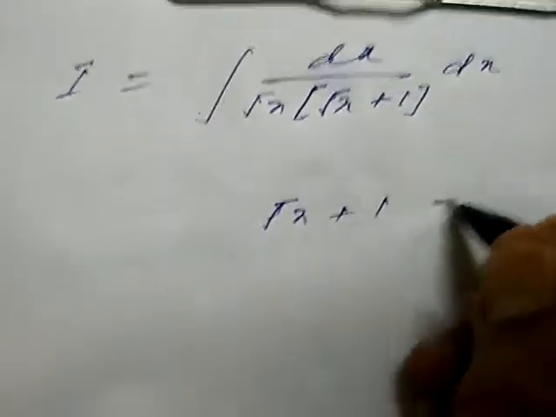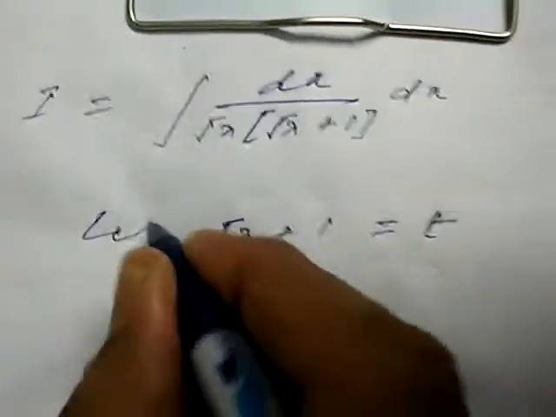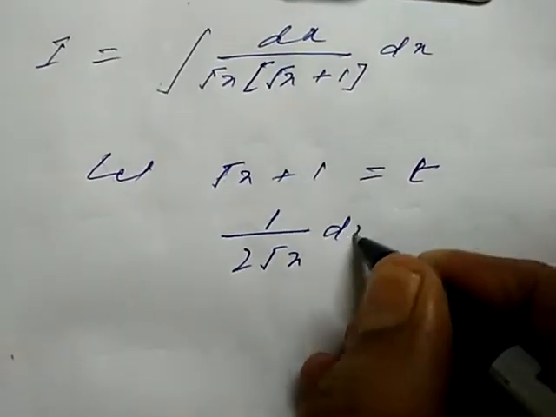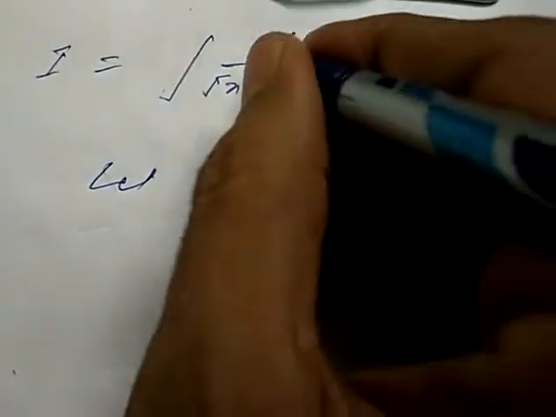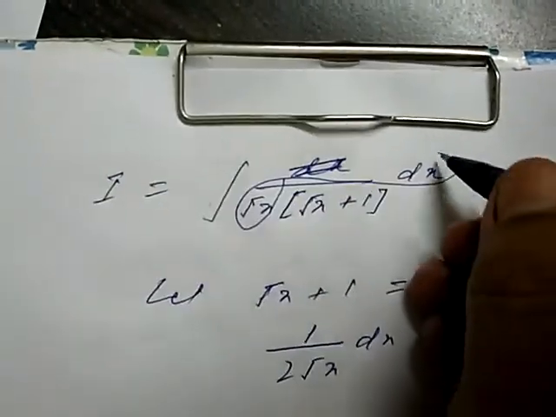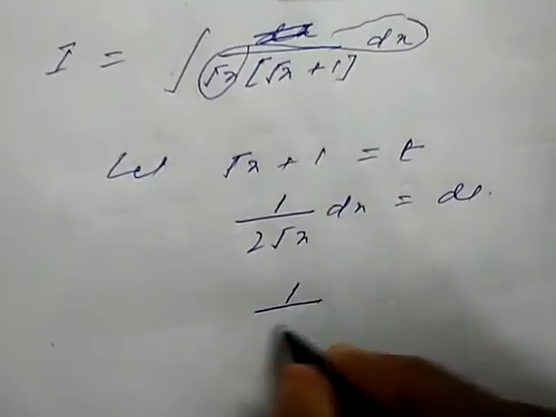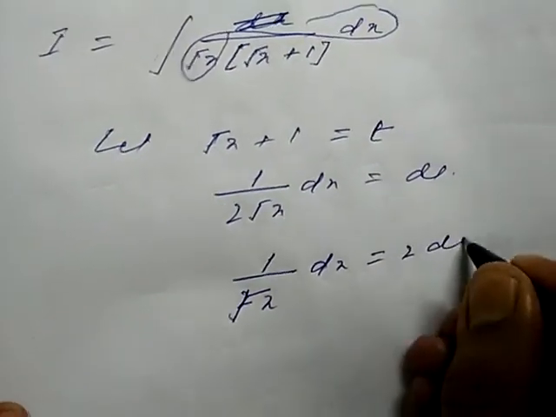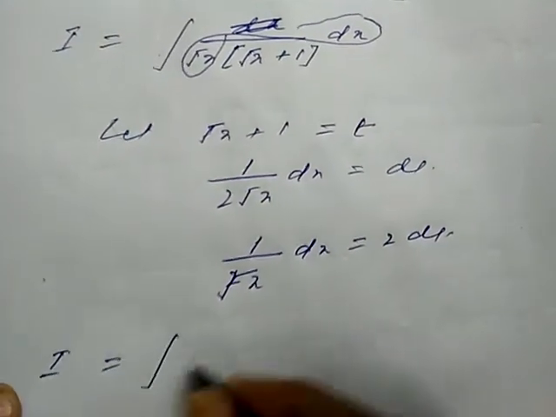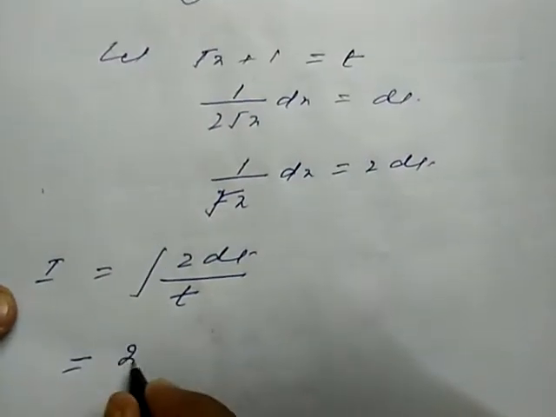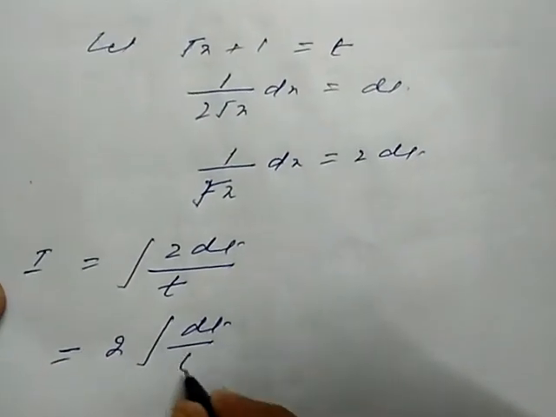And the moment we do so, now we can take root x plus 1 is equal to t. So after moderation, we are taking substitution. When we differentiate, 1 by 2 root x dx will be dt. Finally, we need this one only: 1 upon root x dx will be 2 dt. So I is equal to the integral of 2 dt upon t. Finally, we take 2 outside, and this is dt by t, and we got a standard form.